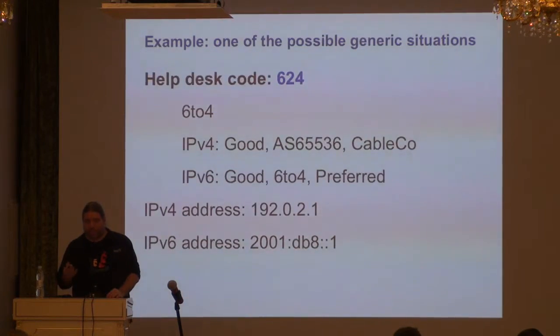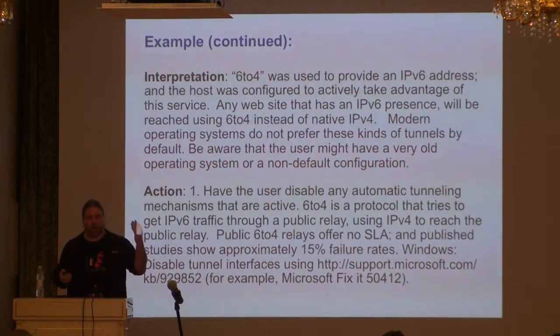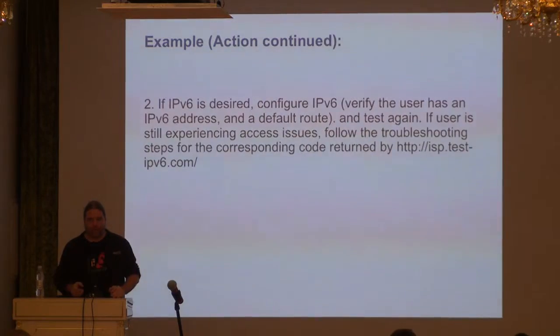This is one example. For example, 6to4 code. That's actually 6to4. And there are addresses, and then its interpretation: 6to4 was used to provide connectivity, so this is what it is. Why do you see this error? And then you have action: have the user disable any automatic tunneling, and so on and so forth. And there is the whole procedure on how to fix the problem.